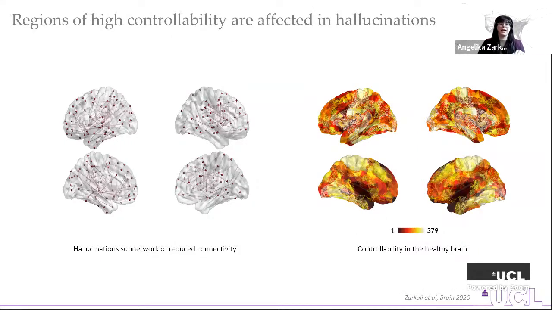We also found that these regions that are affected in Parkinson's with hallucinations, in healthy brains, so in our control group, were regions that normally have very high controllability. So here I have colored the brain in terms of each region's controllability. Darker colors are regions that are more important for switching the brain into different states, so they have higher controllability. You can maybe even visually perceive this, but we also tested this mathematically. These regions that normally have high controllability were actually the regions that were affected in Parkinson's hallucinations.